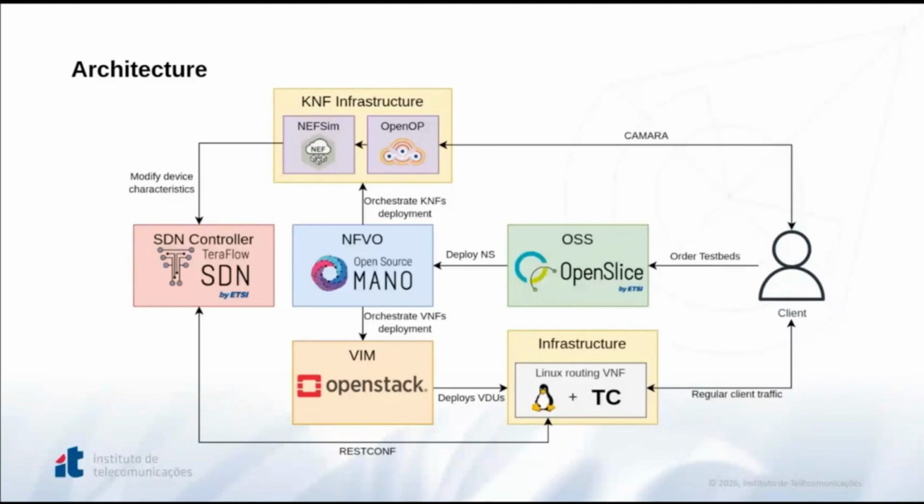The first VNF is our Linux-based virtual routing setup that will be deployed through, in our case, OpenStack to our infrastructure. And then the other VNF is the one that will provide the NEF and CAMARA APIs, that will be deployed as a KNF to a Kubernetes cluster. Then finally, the Linux router will integrate with TeraFlow SDN such that the NEF emulator can contact the TeraFlow SDN for it to change the QoS characteristics of the Linux router.